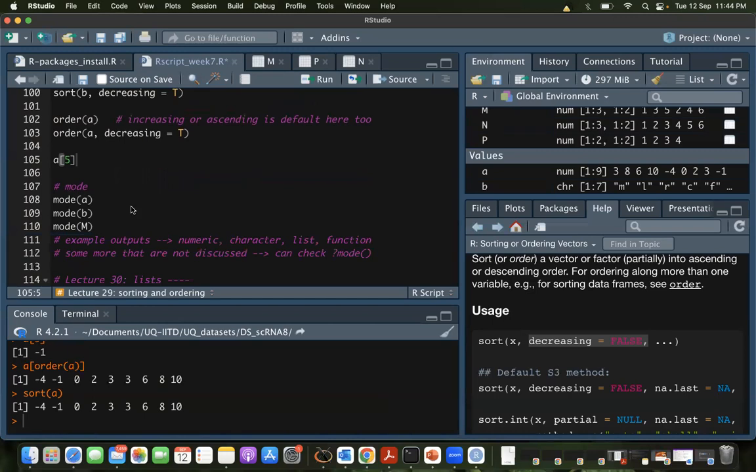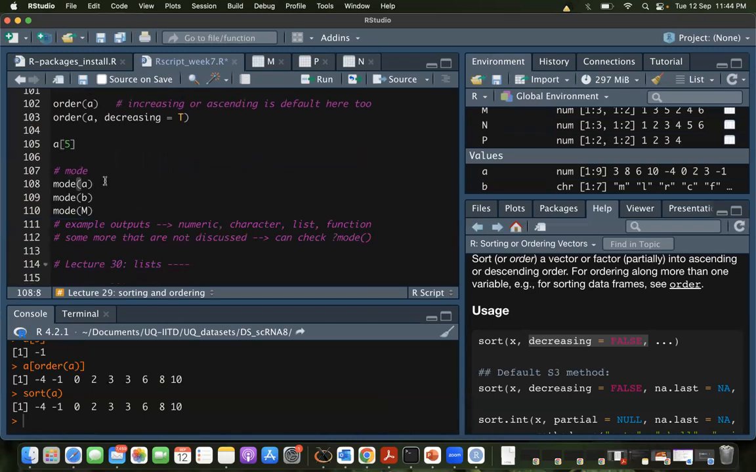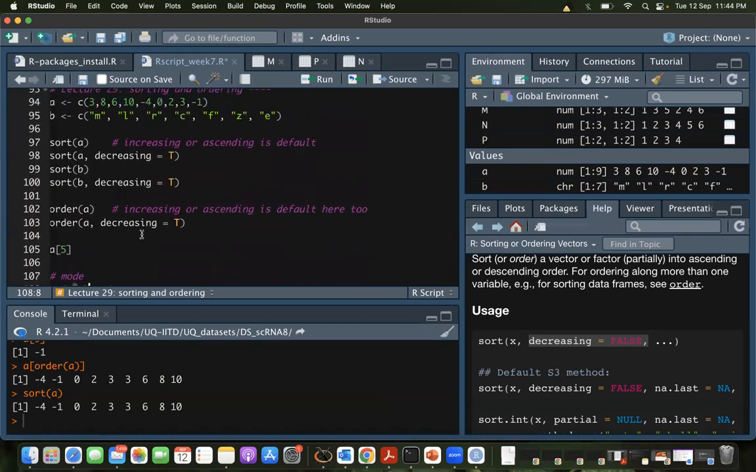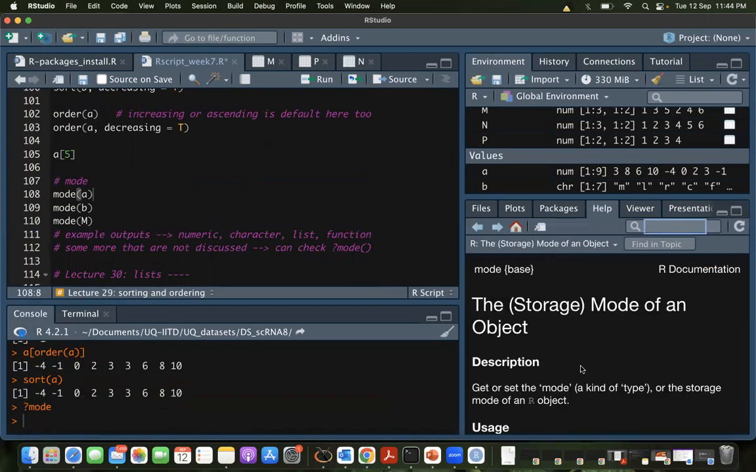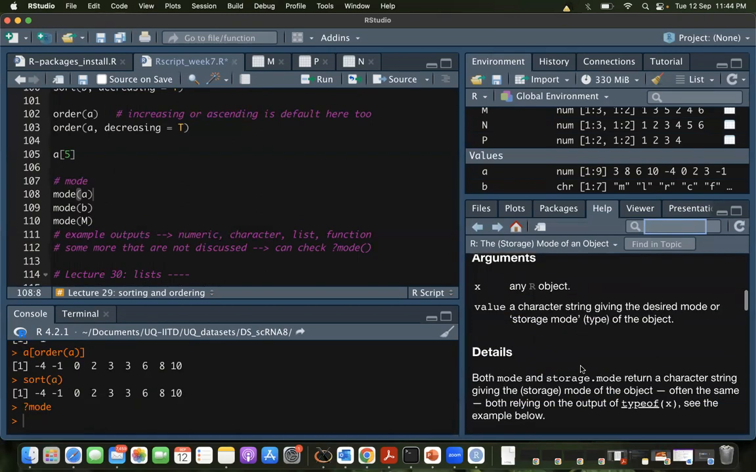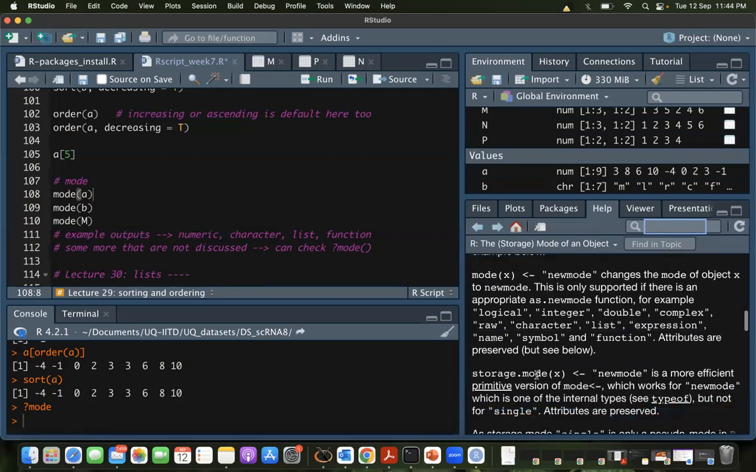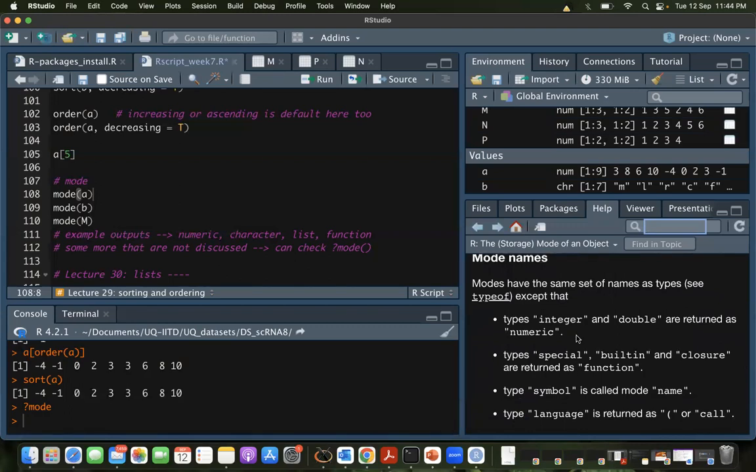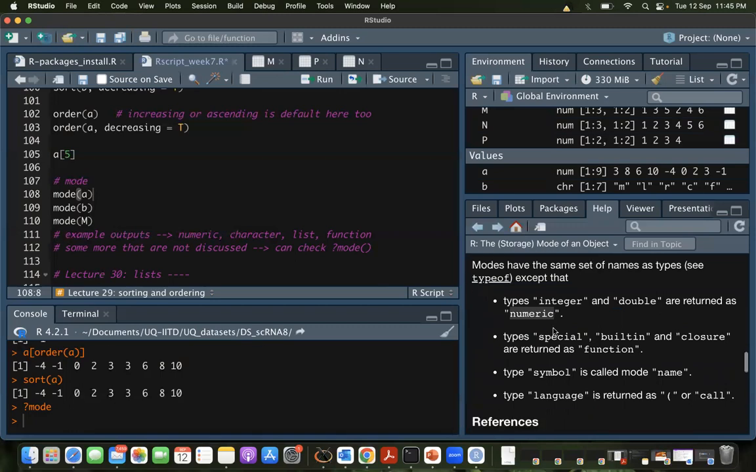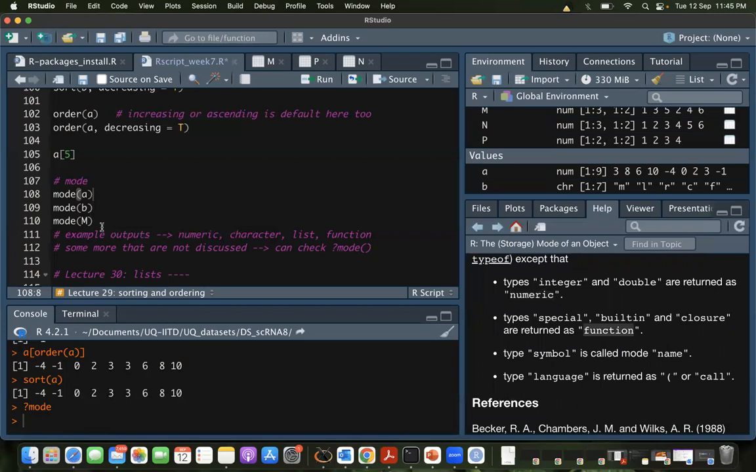And then this we've seen. So mode, basically, is to check what kind of information is saved. And there are actually a few types of data that R can recognize. Okay. So we have mostly seen, where is it? Yeah, numeric, right? We've seen numeric, and we've seen character. We have seen function also, right? You defined functions, you used functions, and there are a few others.